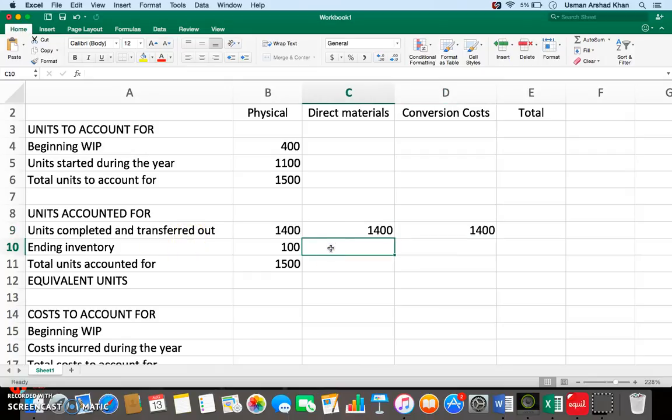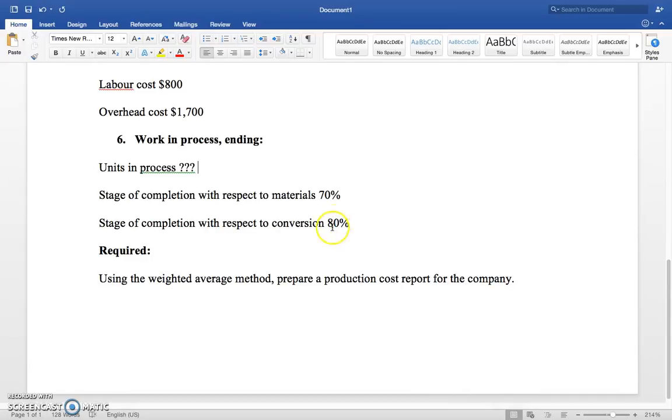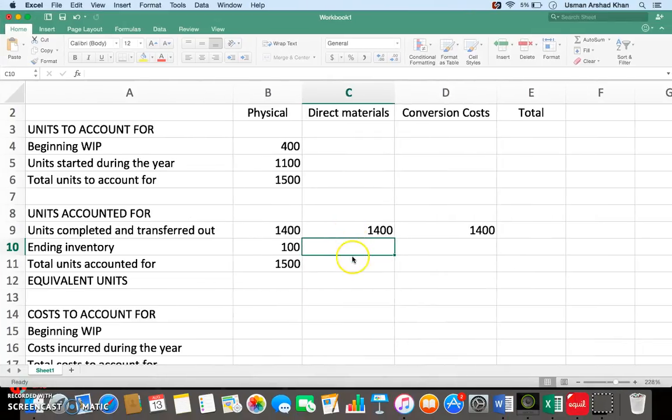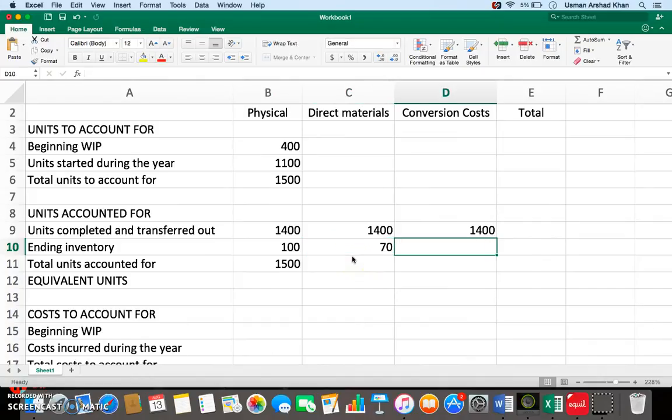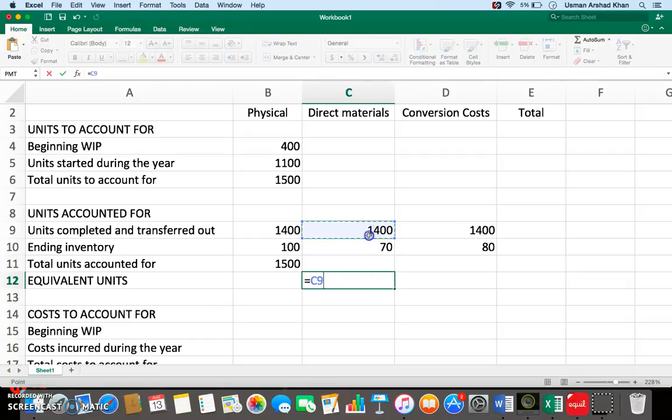When it comes to the ending inventory, you have to convert it into these percentages because, again, 30% means that only 70% of the product is complete. 30% is not complete, so you only want to include the part that is complete. I know I'm repeating myself, but this is just so important, guys. All right, so 70% is 70 and 80% is 80. There you go.